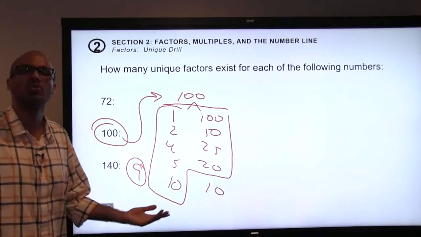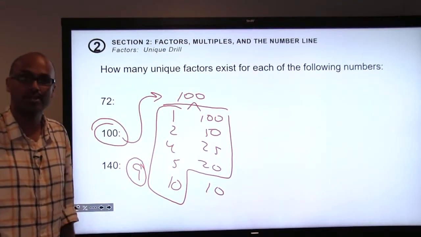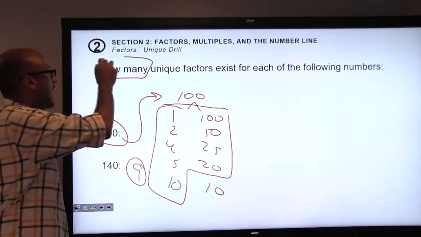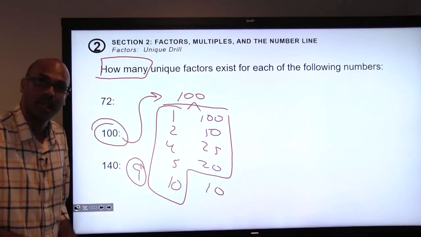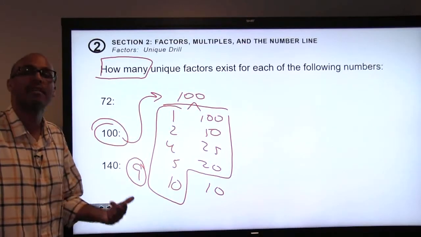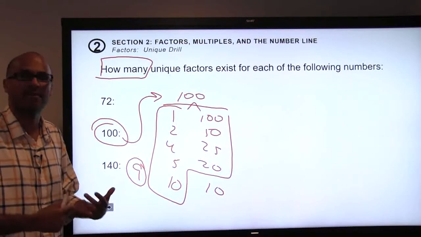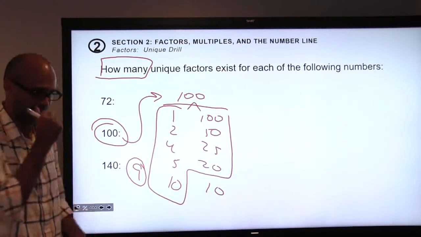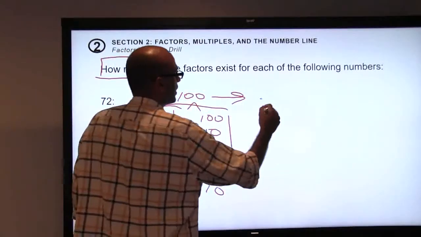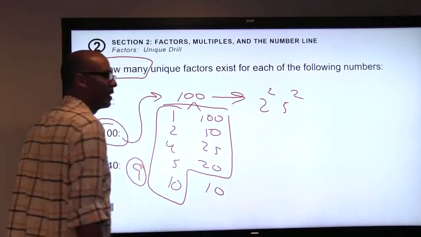It didn't take me too long, but I messed up this question. Why? They asked me how many, they never asked me what. And because of that, I gotta reevaluate my approach. And so then if I'm thinking about it from the prime factorization, bases, exponent shortcut, I say, okay, well, what's 100? 2 squared, 5 squared.